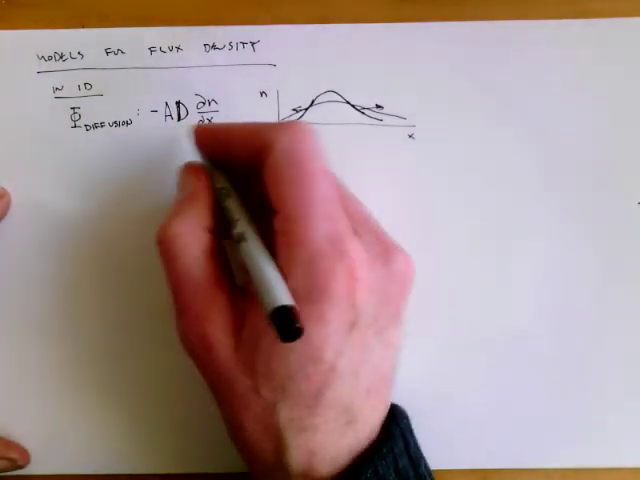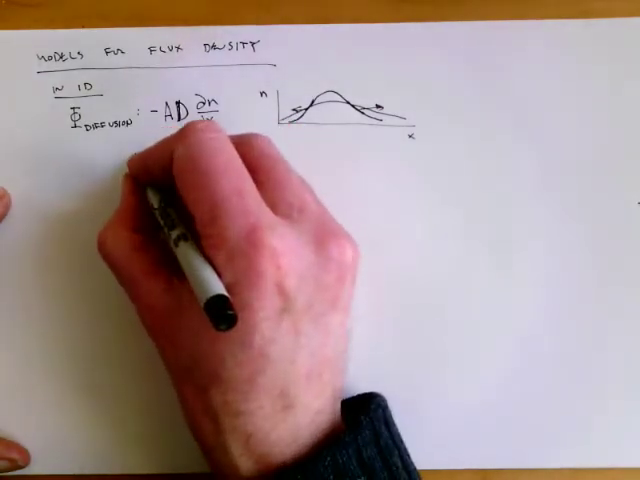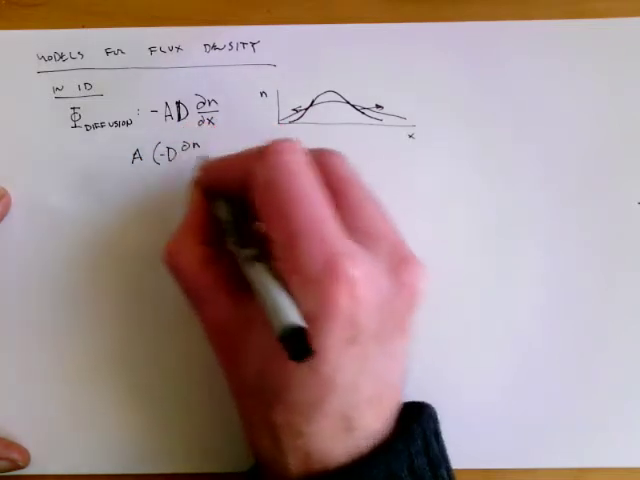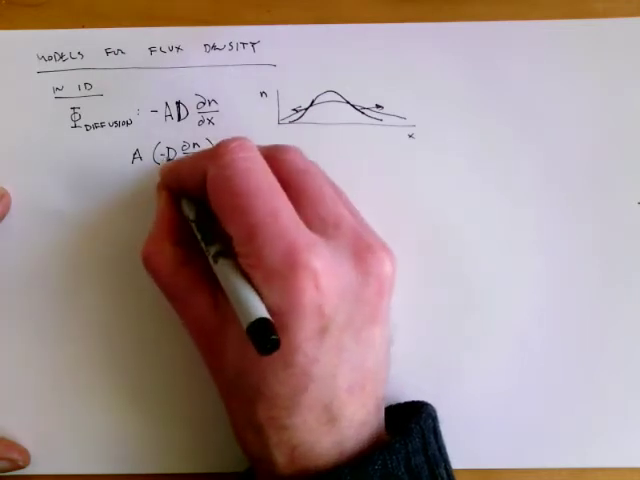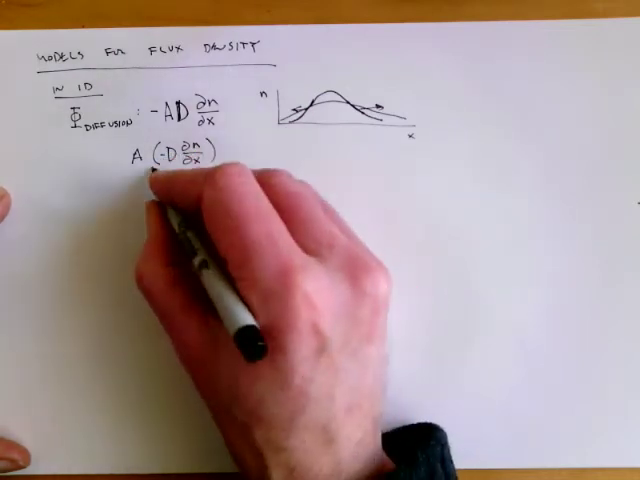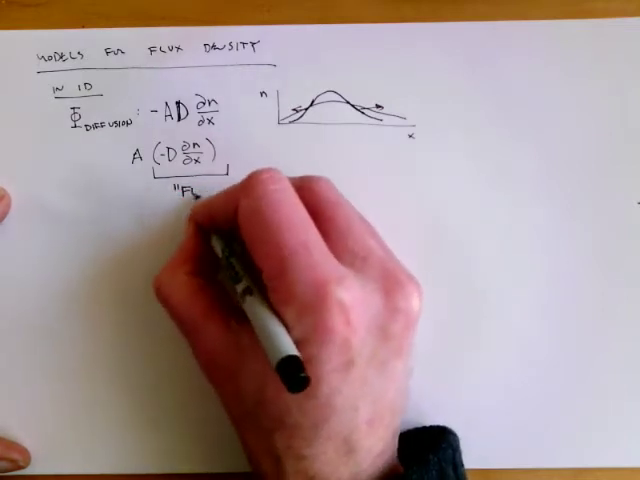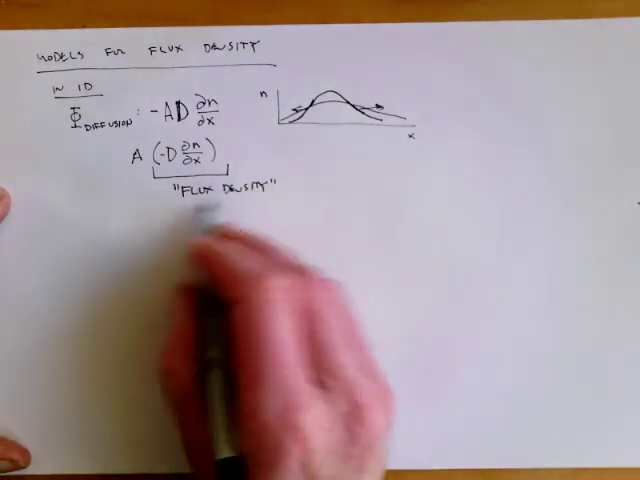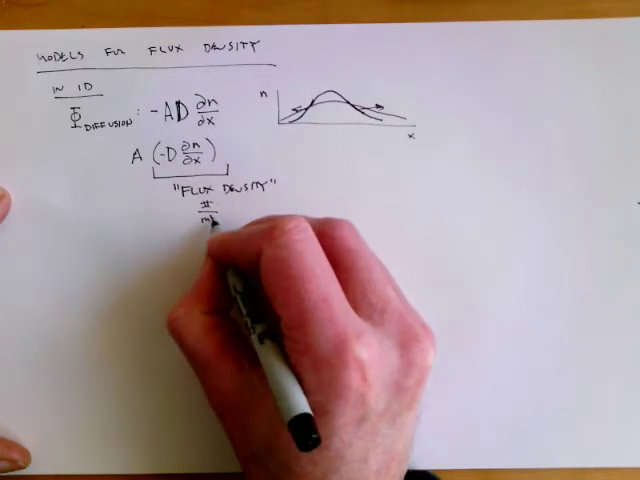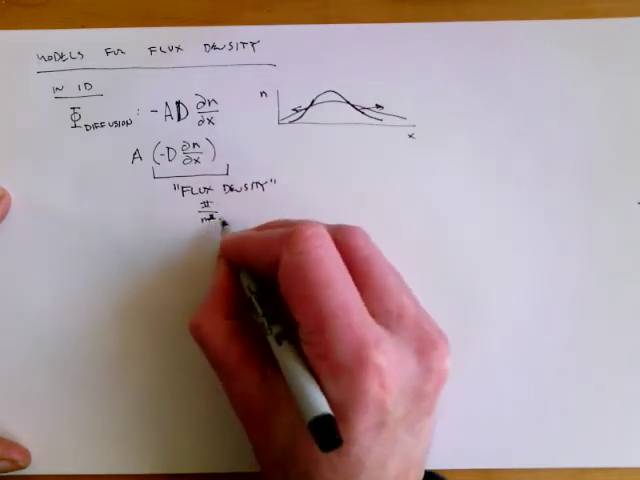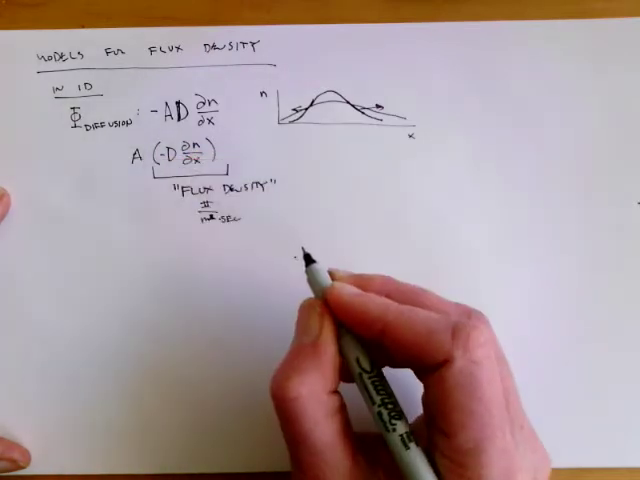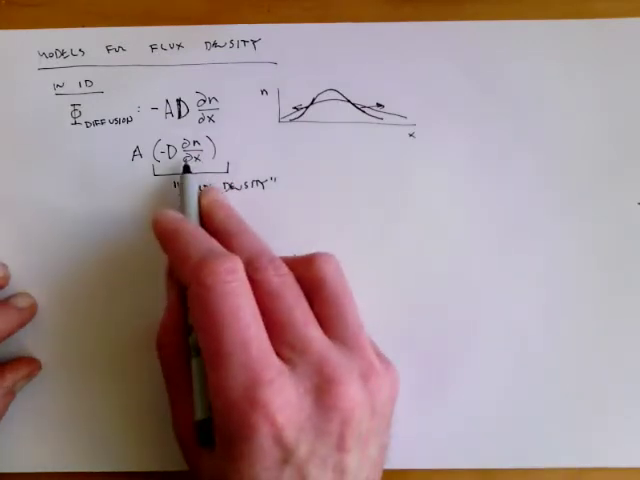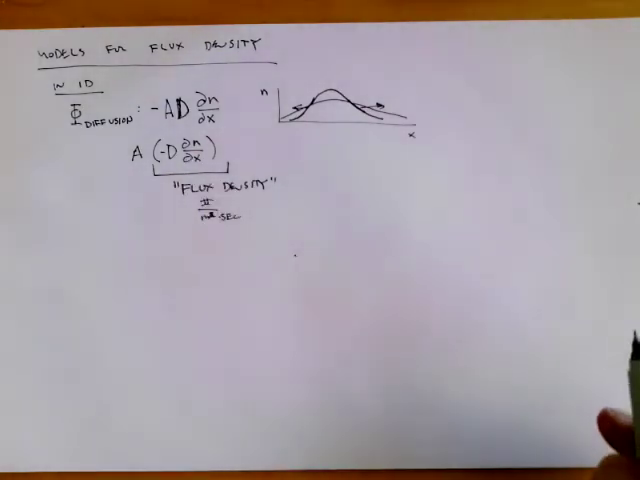I want to note here that, in fact, I could have written this as A times minus d partial n with respect to x, so minus the diffusion constant times the partial of n with respect to x, and we could have called this the flux density in 1D. If you look at the units here, this is number of particles per meter squared per second, times meter squared for the cross-sectional area, so this ends up coming out to a flux as number per second. So this quantity d times the partial of n with respect to x is what we'd refer to as the flux density.